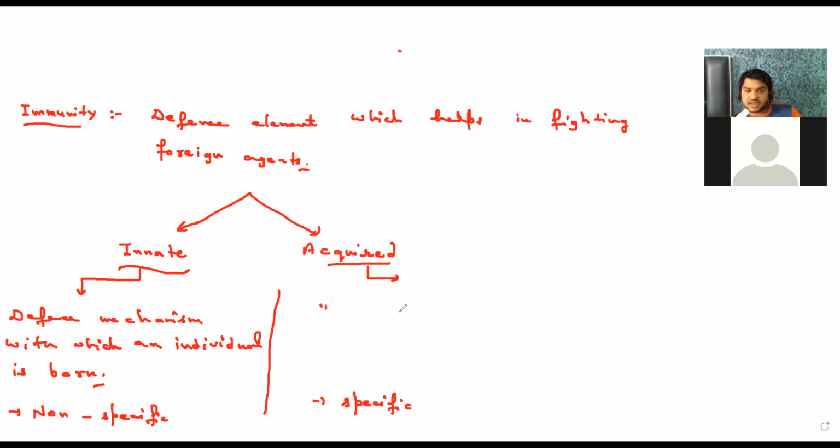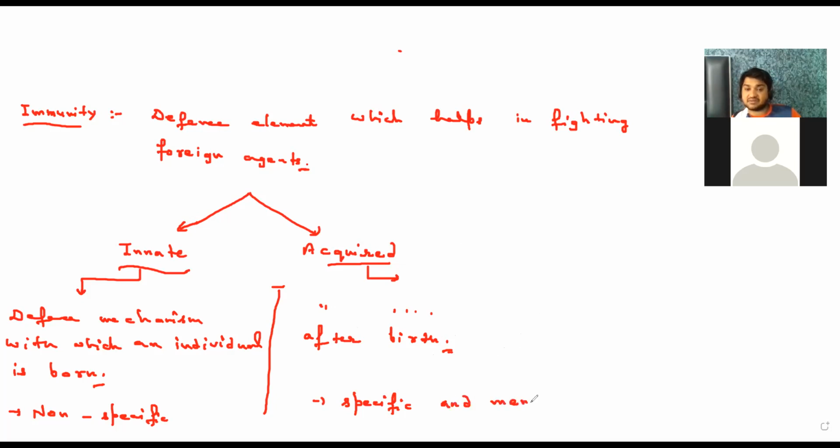So it is a defense mechanism acquired after birth, right? It is a defense mechanism which an individual acquires after birth, and it keeps getting stronger and stronger as the baby develops and grows. In acquired immunity, the main two things are specificity and memory.